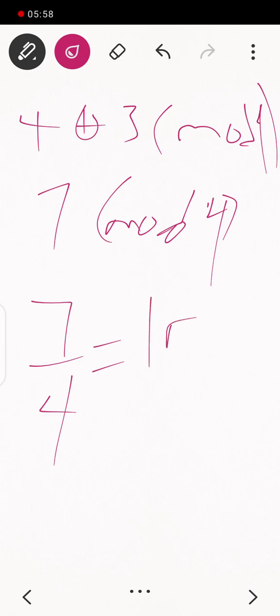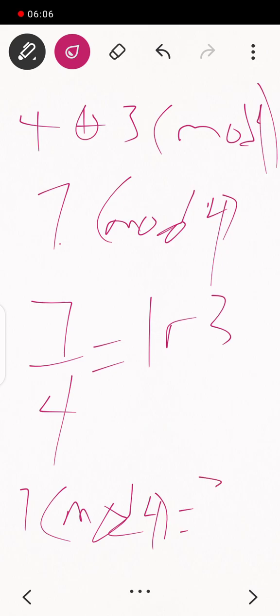It's 1 remainder 3. So the answer to 7 mod 4 is 3. 7 mod 4 is equal to 3. Can you see that? So that's all about the levels that JAMB will get to for modular arithmetic.